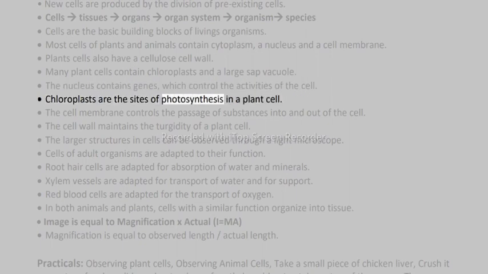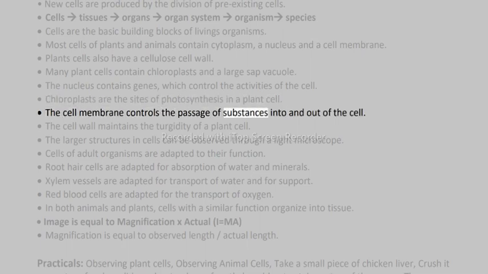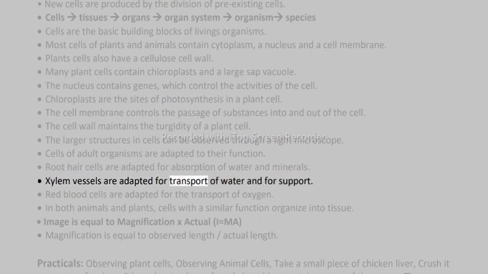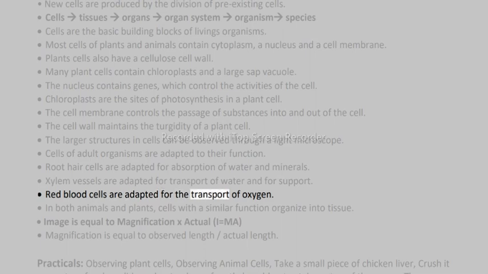Chloroplasts are the sites of photosynthesis in a plant cell. The cell membrane controls the passage of substances into and out of the cell. The cell wall maintains the turgidity of a plant cell. The larger structures in cells can be observed through a light microscope. Cells of adult organisms are adapted to their function. Root hair cells are adapted for absorption of water and minerals. Xylem vessels are adapted for transport of water and for support. Red blood cells are adapted for the transport of oxygen.